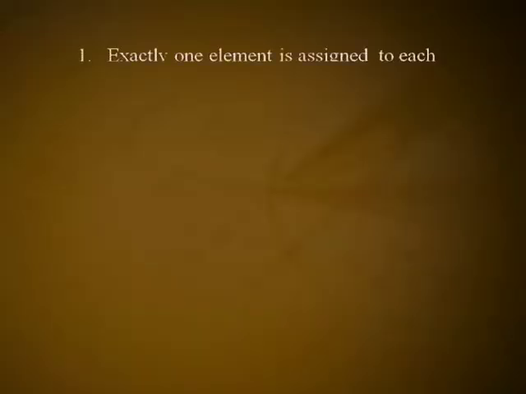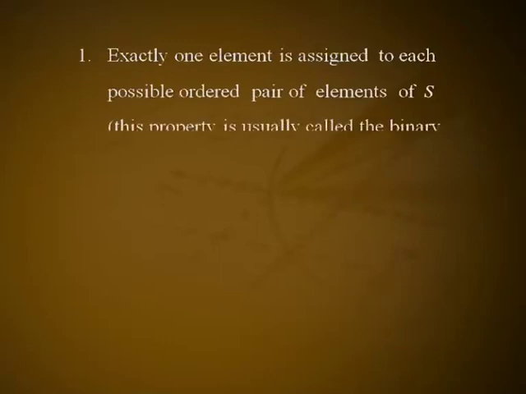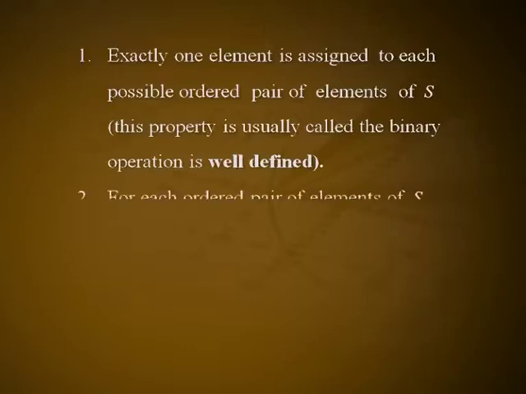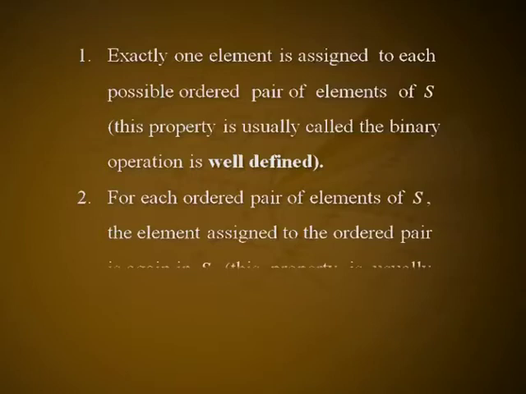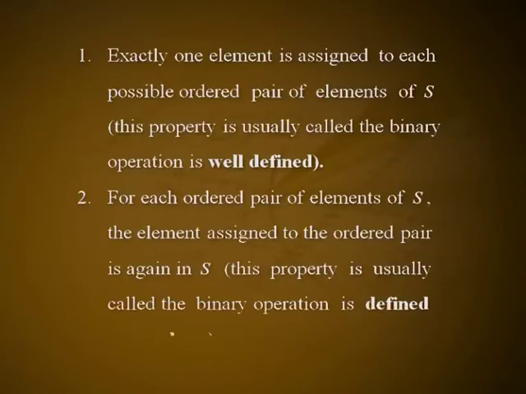Attention. While defining a binary operation star on a set S, the following must always hold. 1. Exactly one element is assigned to each possible ordered pair of elements of S. This property is usually called the binary operation is well defined. 2. For each ordered pair of elements of S, the element assigned to it is again in S. This property is usually called the binary operation is defined everywhere.